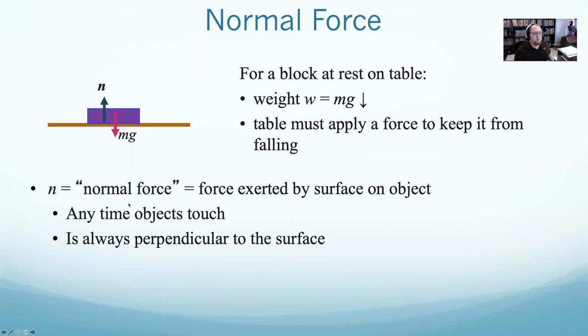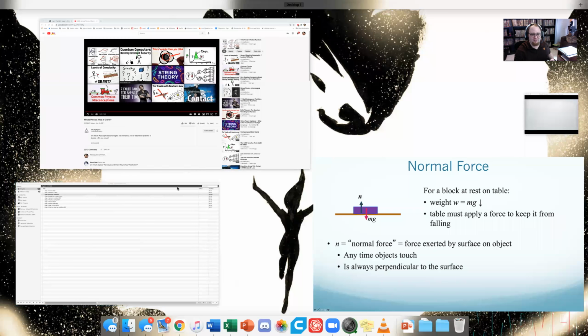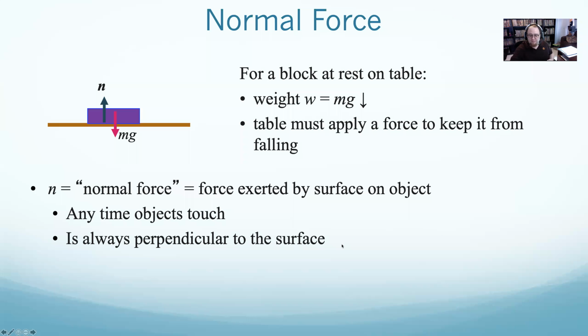And normal force is always perpendicular to the surface. If I put this on my hand, gravity pushes straight down and the normal force pushes straight up to counteract gravity. Now, there is no equation to solve for normal force. Normal force is whatever it needs to be to match the surface.